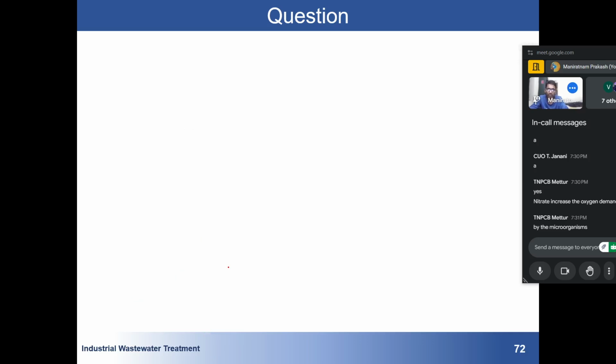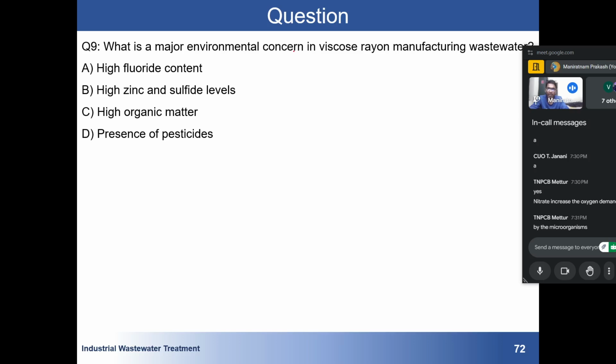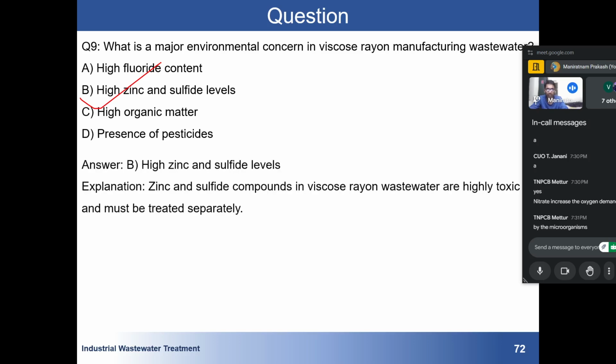Okay, coming to the next question: what is the major environmental concern in viscose iron manufacturing wastewater? This thing we have already discussed: high zinc and sulfide levels.